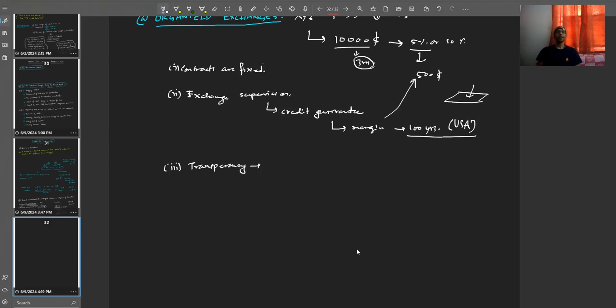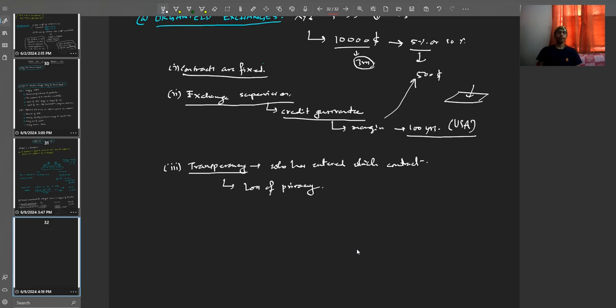Transparency means the exchange authorities are able to see who has entered which contract, and they can easily track it. So transparency also means loss of privacy. Okay, these are the main features. Contracts are fixed. There is exchange supervision, which implies credit guarantee, and there is transparency. These are the three main features of the organized market.